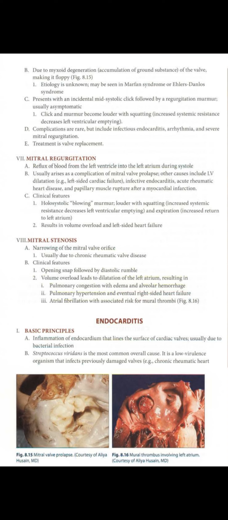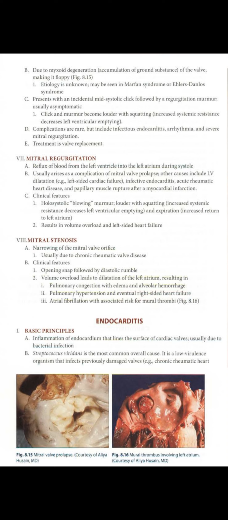Mitral regurgitation. Reflux of blood from the left ventricle into the left atrium during systole usually arises as a complication of mitral valve prolapse. Other causes include LV dilatation, left-sided cardiac failure, infective endocarditis, acute rheumatic heart disease, and papillary muscle rupture after a myocardial infarction.